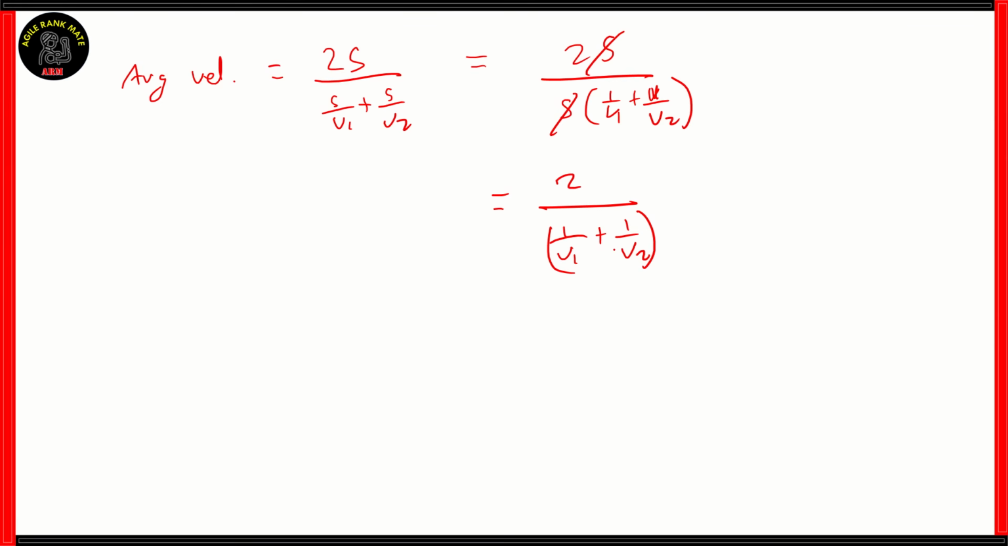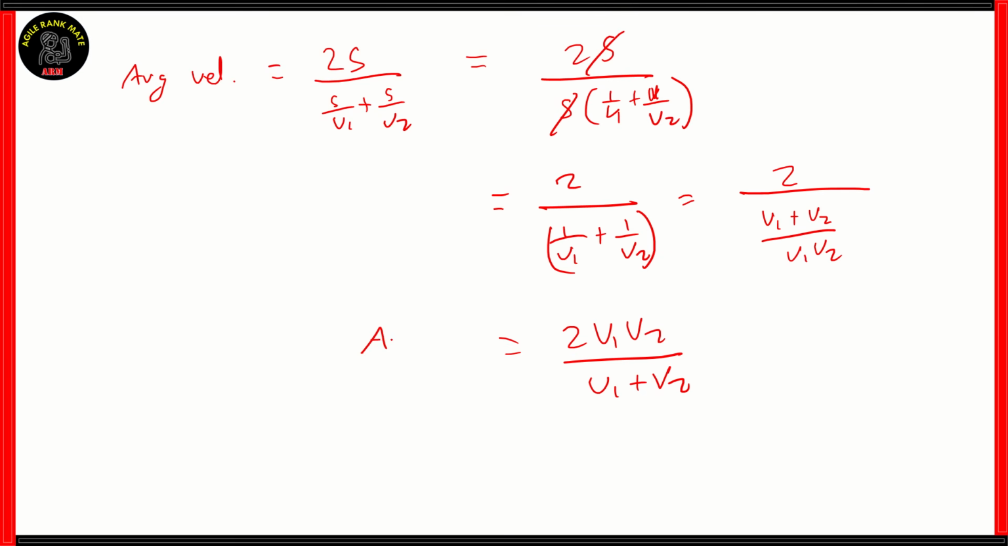So we can just find the LCM and solve it. So you get 2 over v1 plus v2 over v1 v2. The product goes into the numerator because it's divided twice. So you have 2v1 v2 over v1 plus v2. So this is the average velocity.